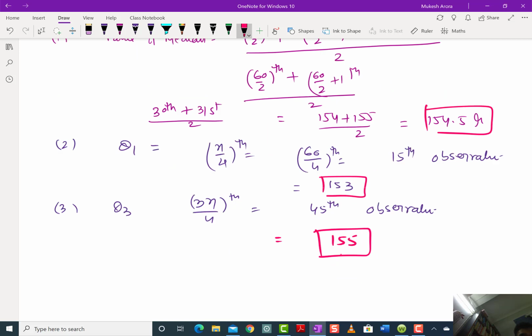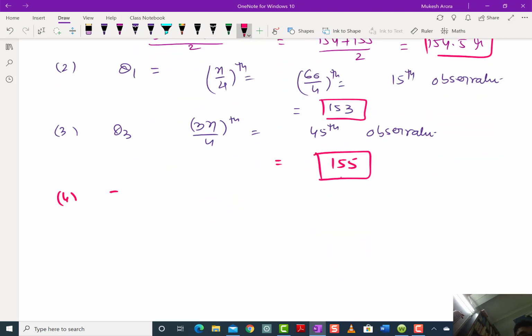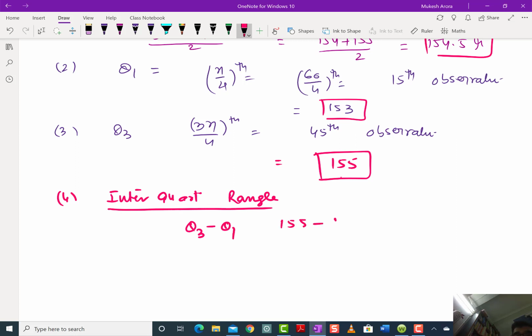So the interquartile range will be Q3 minus Q1, 155 minus 153, 2 is the answer.